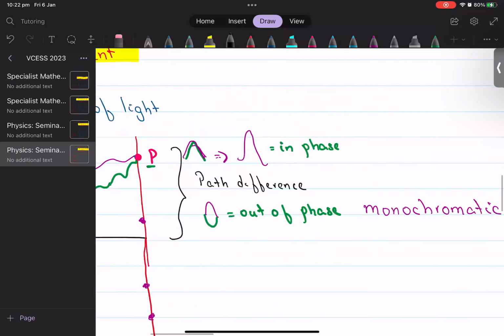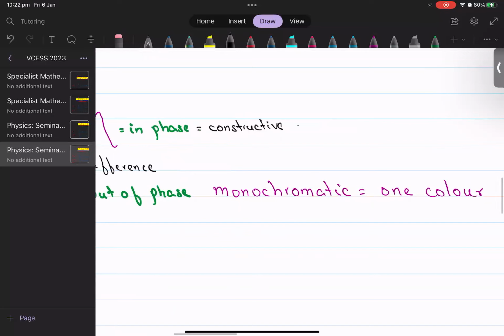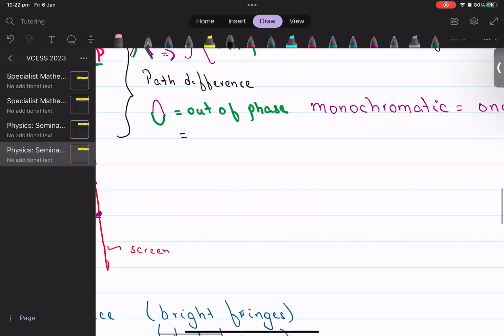So this is what's called constructive interference, the first one. Constructive interference. Constructive is when the amplitudes of the two waves add together. And destructive interference is the other one, if you hadn't already worked that out. Destructive means they cancel each other out.